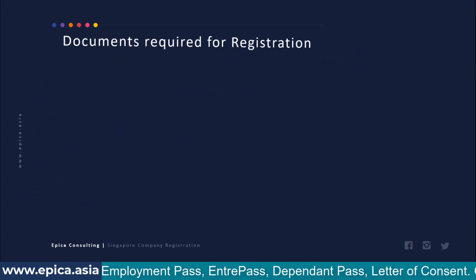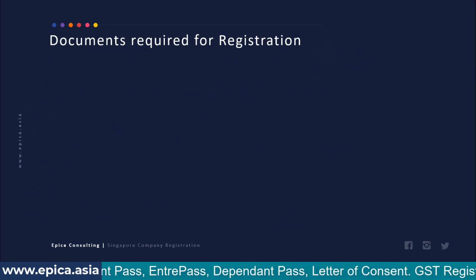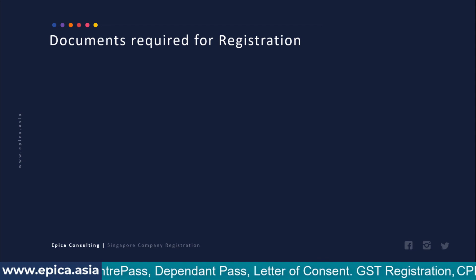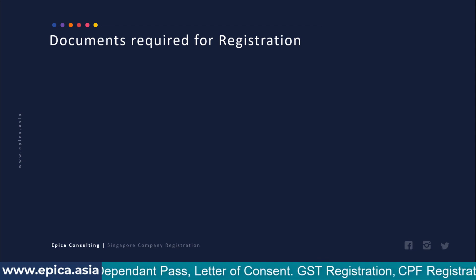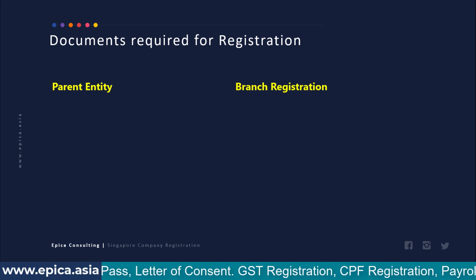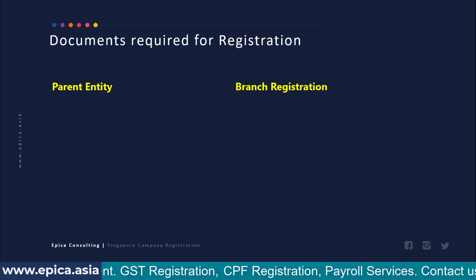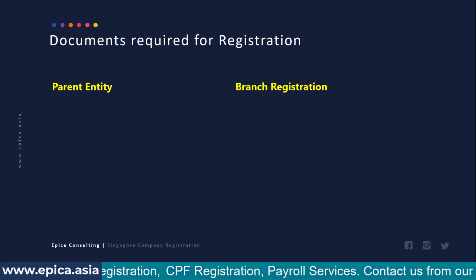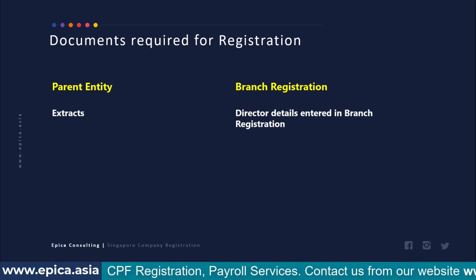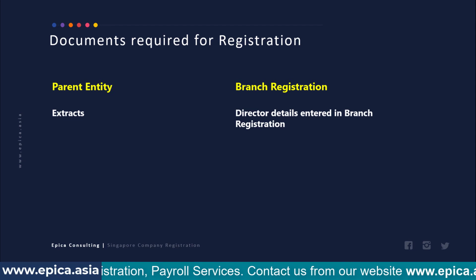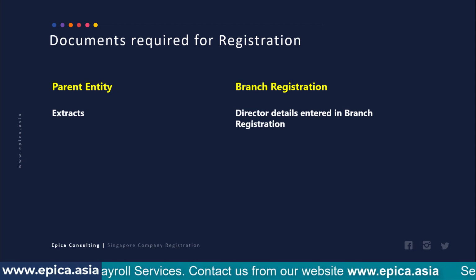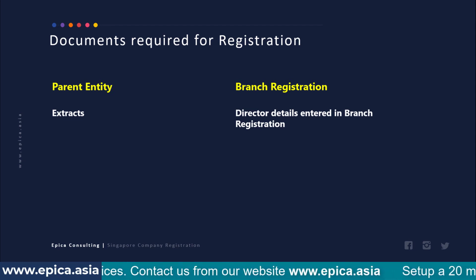Now let's have a look at the documents required for registration of the branch. As I said, these documents we need to lodge in ACRA at the time of registration. On the left hand side, I am showing you the parent entity, and on the right hand side we are showing branch registration. So the extracts which we have taken in the previous steps, we will take and lodge into branch registration. Every director's details will be entered as a director in branch registration.